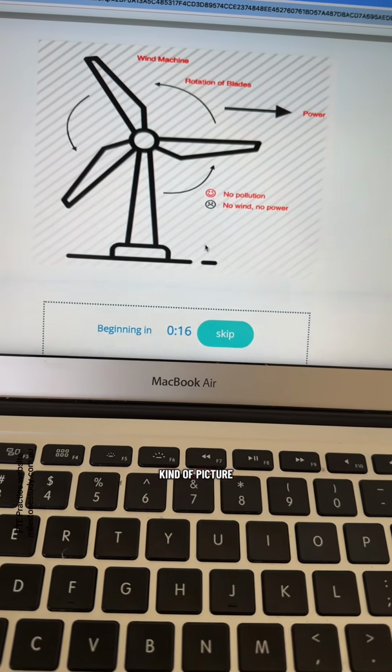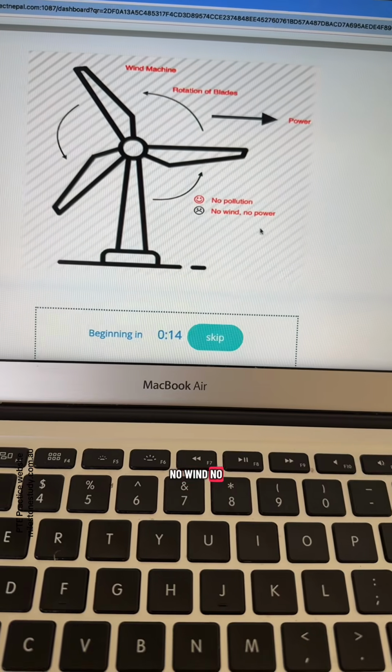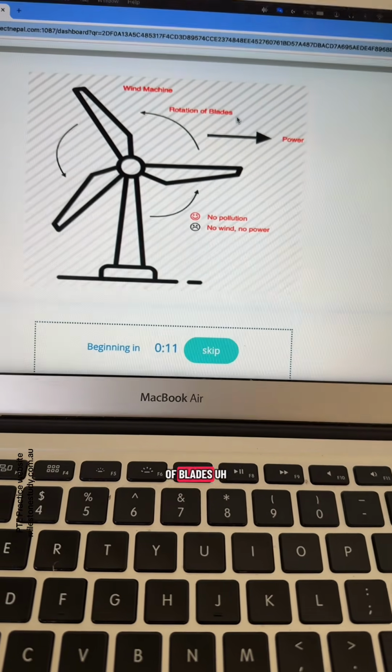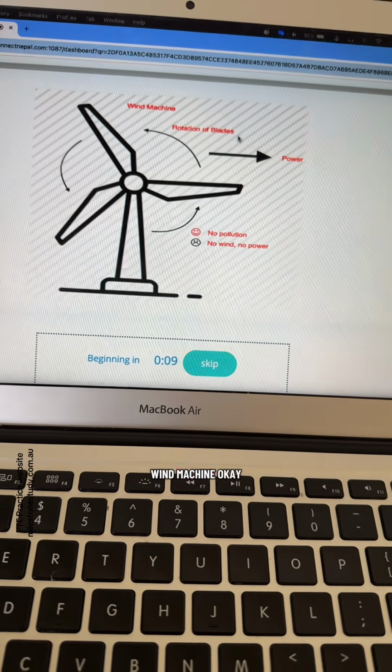Okay, time for this kind of picture. No pollution, no wind, no power. Power, rotation of blades, wind machine. Okay.